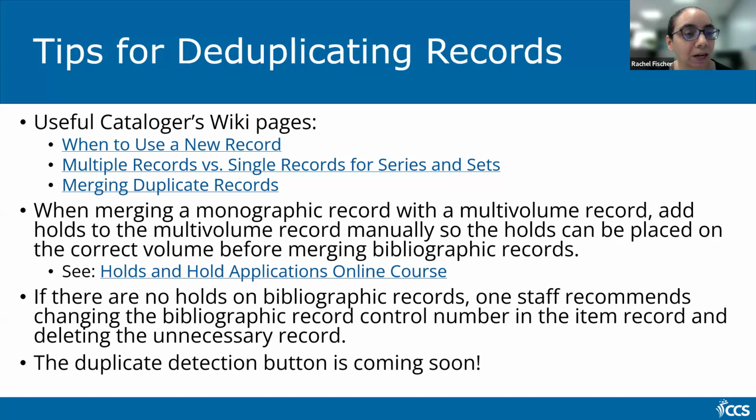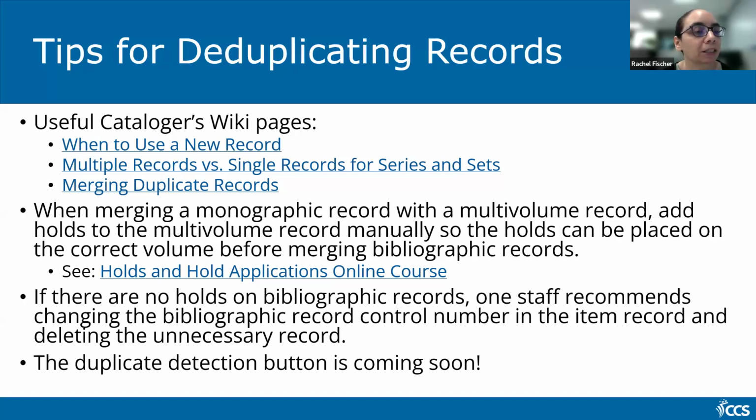And I know Warren Newport's catalogers have been cataloging in Leap since we've trained them in Leap. And one staff member had a really interesting suggestion because there's no duplicate detection button. They've been checking to see if the bibliographic records have holds on them. If there are no holds, they actually just change the control number of the bibliographic record in the item record to move the item records from one to the other. So they don't have to press save to deduplicate the record when no changes need to be made in a record. And then they delete the record they don't need.